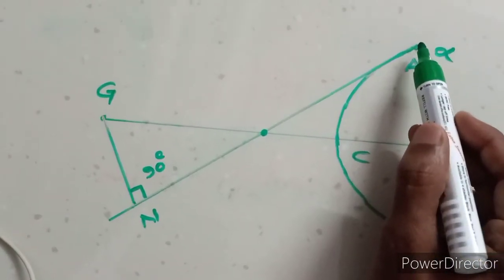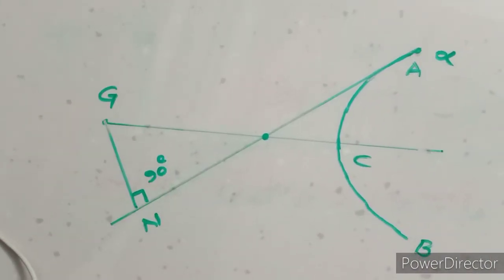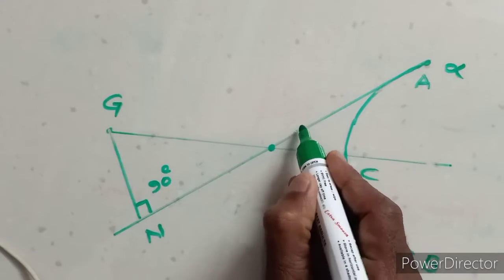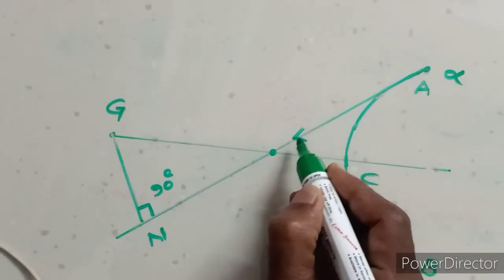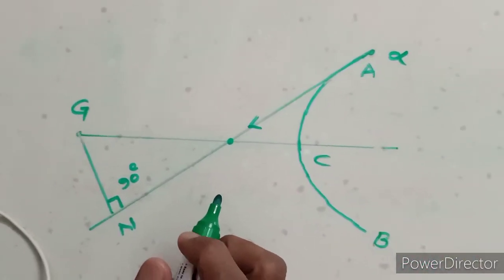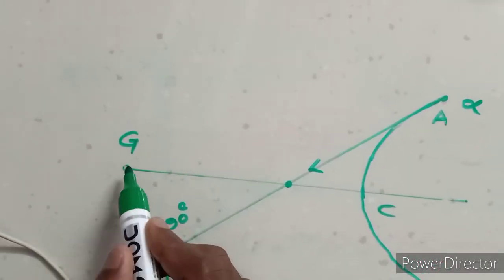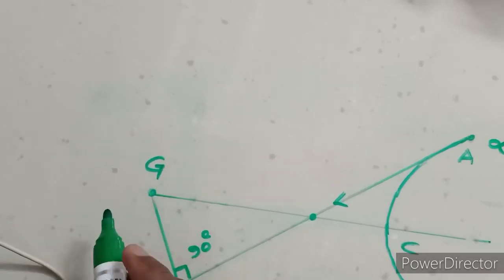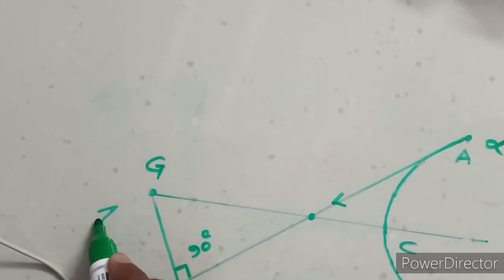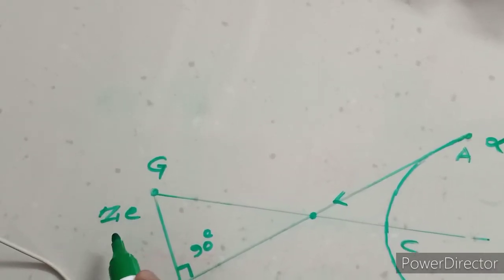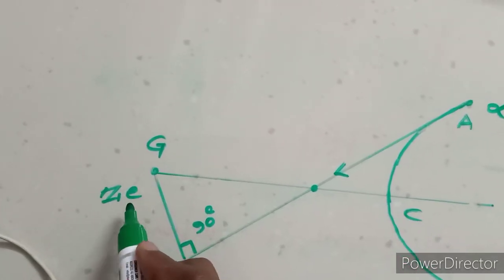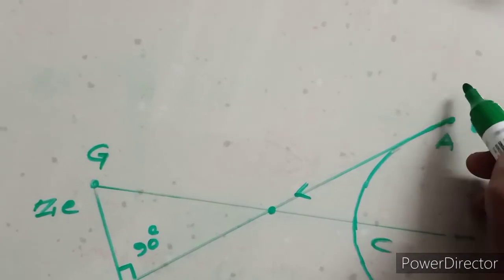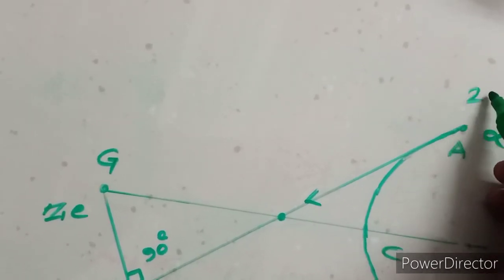This alpha particle is projected towards the gold nucleus, and this is the initial direction of the alpha particle. The charge of the gold nucleus is positive, that is Ze. Here Z is the atomic number of gold nucleus, e is the charge. The charge of the alpha particle is 2e.